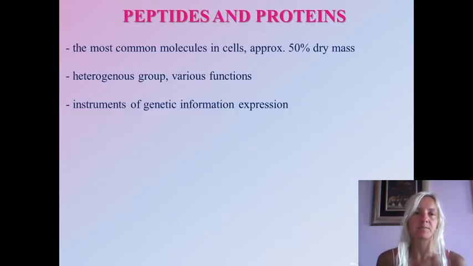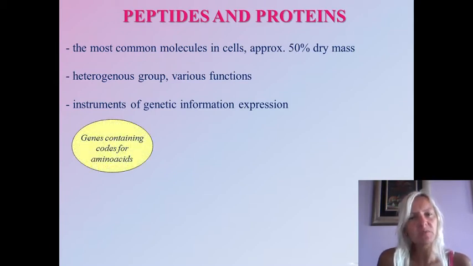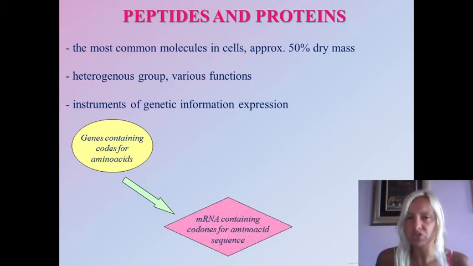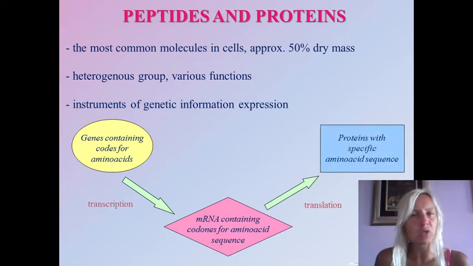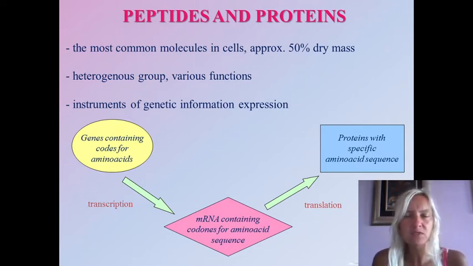So let's start. We know that proteins are the most common molecules in cells, and you know this fact from the introduction to biochemistry. If we don't take into account the portion of water, which is like 70% of the body weight, then of the rest of the molecules, which are counted as dry mass, approximately 50% are actually proteins. Proteins are a rather heterogeneous group of molecules exhibiting various functions.